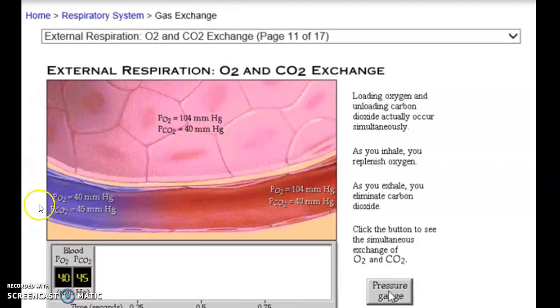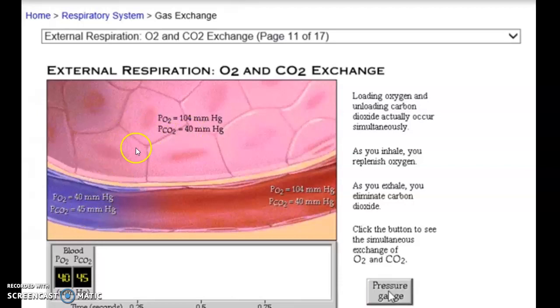For the blood coming in here through my pulmonary arteries branching down through my capillaries, my oxygen is 40 millimeters of mercury, so it's much less here than it is here. But my carbon dioxide is 45 millimeters of mercury, which means it's a little bit more here than here.